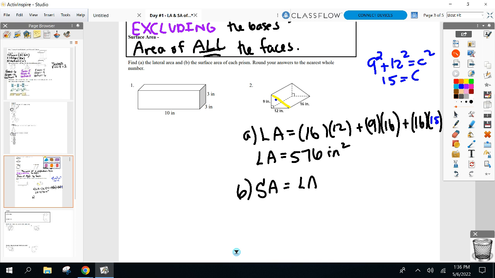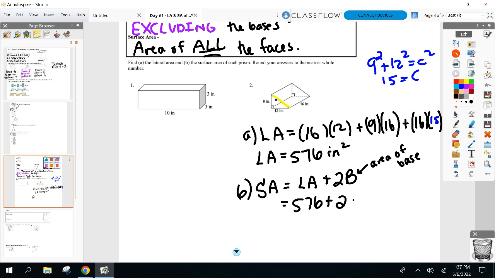So it's going to be my lateral area plus, here's how I'm just going to start off, your 2 bases that are the same, multiplied by big B, which I'm going to say is 2 times the area of the base. And now this is why last unit is so important. You already know it's 576. You told me that the base was a triangle.